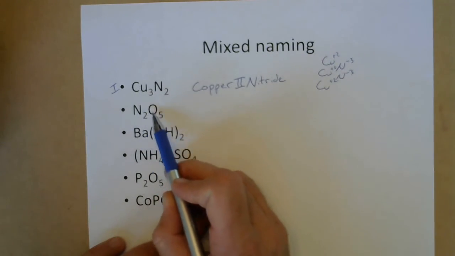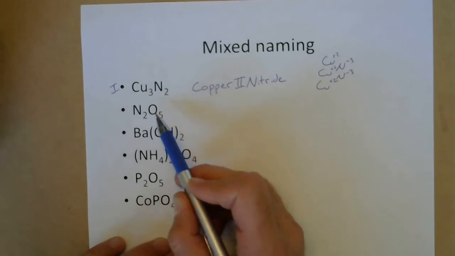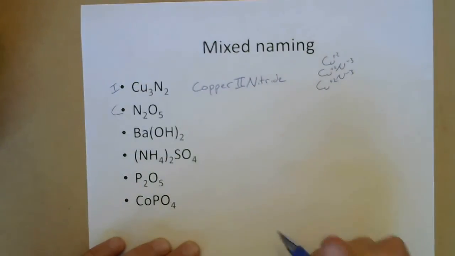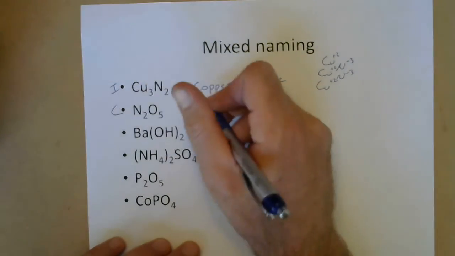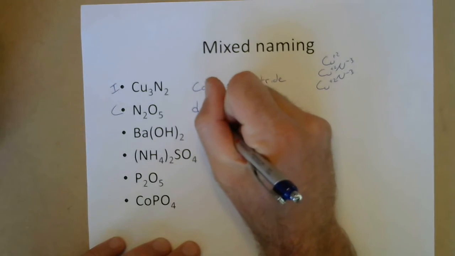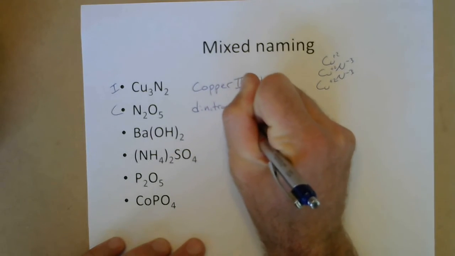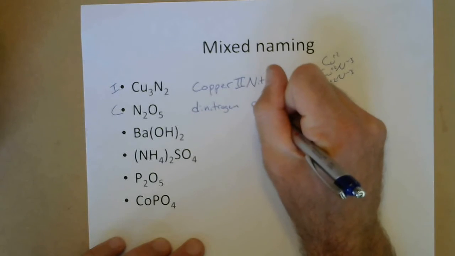All right, N2O5. Nitrogen and oxygen, both nonmetals. So here we have a covalent compound. So we will use the prefixes this time. Dinitrogen pentoxide.